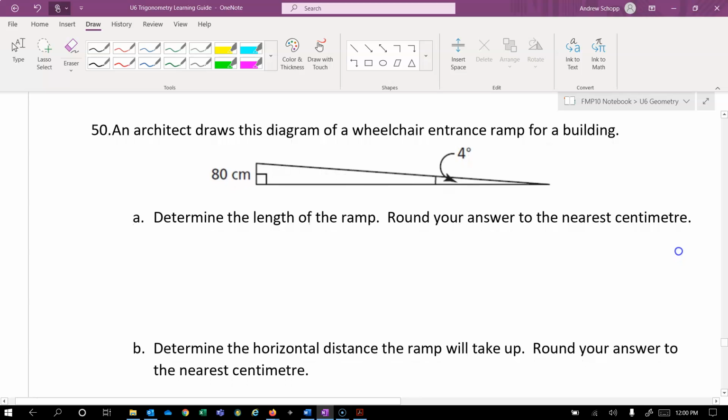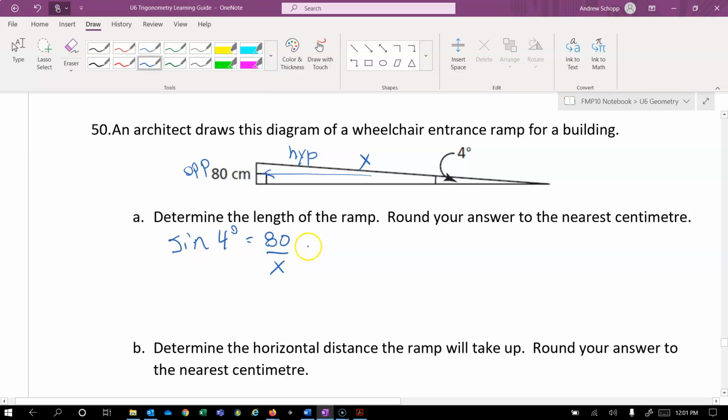On to question 50. An architect draws this diagram of a wheelchair ramp or entrance ramp for a building. Determine the length of the ramp. Round your answer to the nearest centimeter. So you're already given the picture. The length is this piece up top. From our angle, we know that the opposite is 80. And we're looking for the hypotenuse. So opposite and hypotenuse is the sine of 4 degrees is equal to 80 over the unknown value, x.